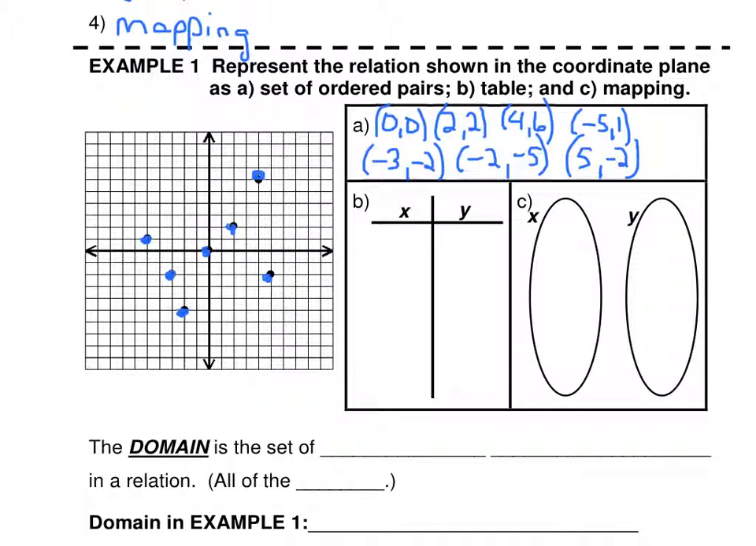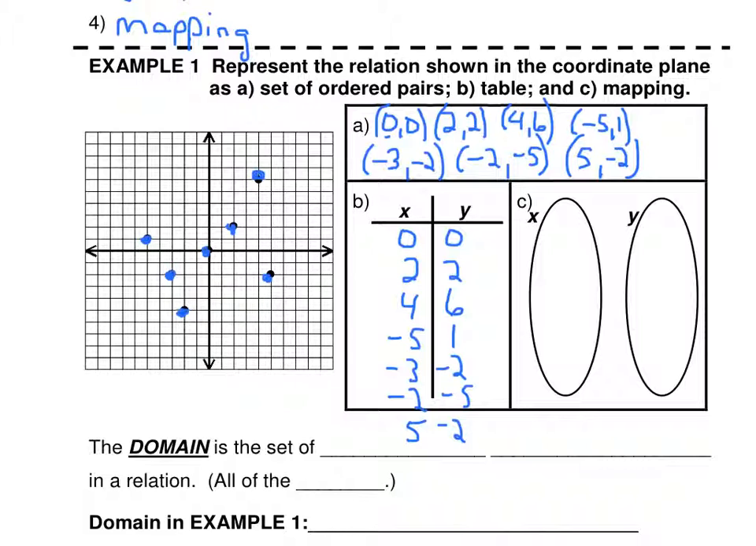And then if we want to make a table, we would list each x and y. So x would be 0, y is 0 for the first point. Then 2, 2, 4, 6, negative 5, 1, negative 3, negative 2, negative 2, negative 5, and 5, negative 2. So you need to have this table. So then we can also show this as a mapping. That's C. Mapping, you want to draw these little ovals here, and you're going to list your x's and y's, and then you're going to draw an arrow to connect an x with a y.